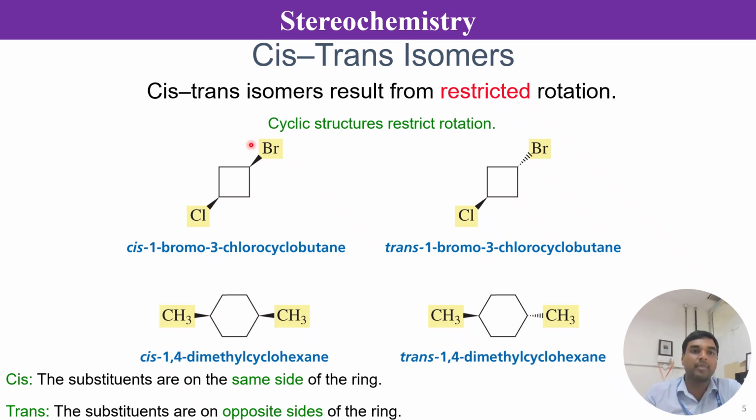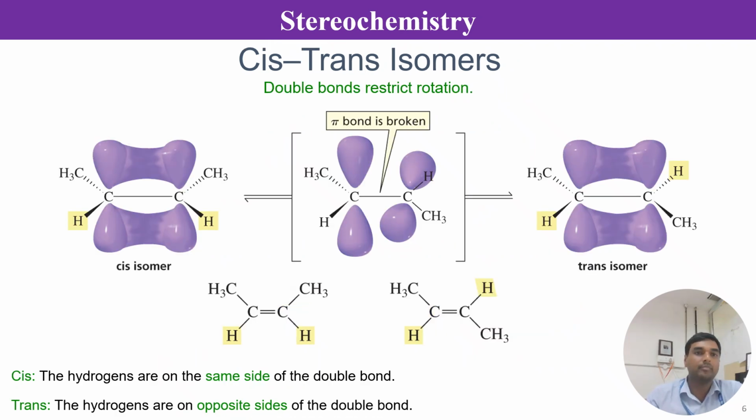So you can see here, in cyclobutane, when bromine and chlorine atoms are both above the plane, that means they are in the same direction, so it's called cis. When one is above and the other is below the plane, they are trans. Similarly, in cis-1,4-dimethylcyclohexane, you can see two methyl groups are above the plane, so that's why it is cis. And when one is above and another below, that is called trans.